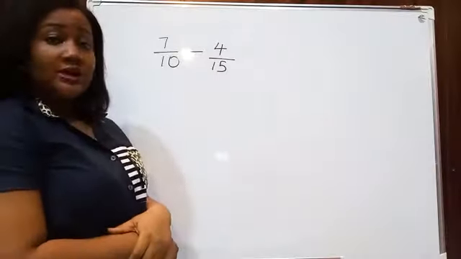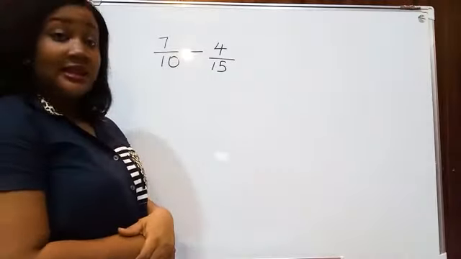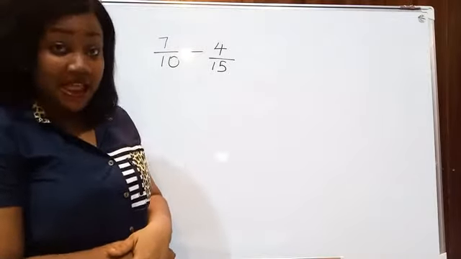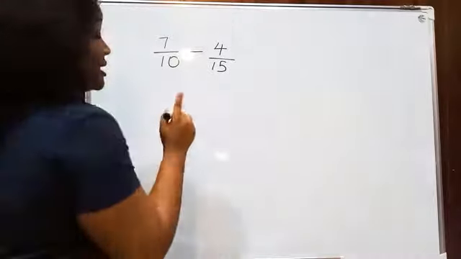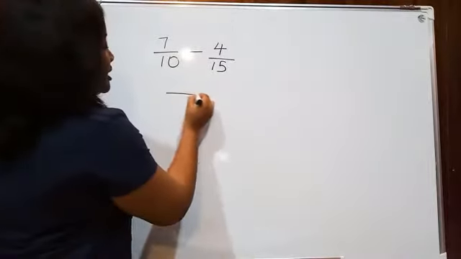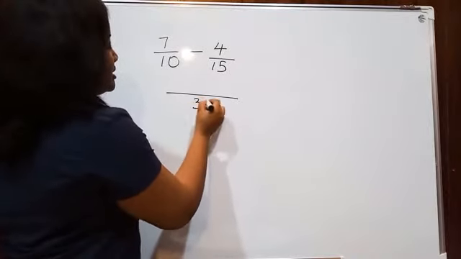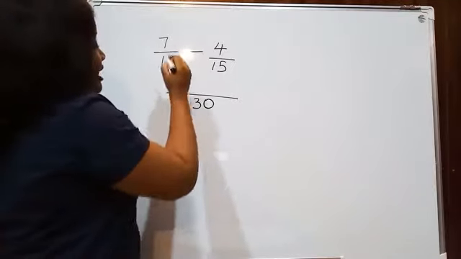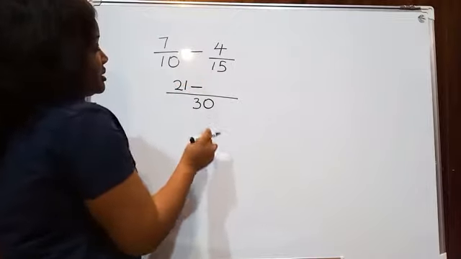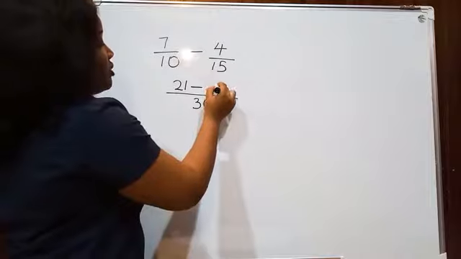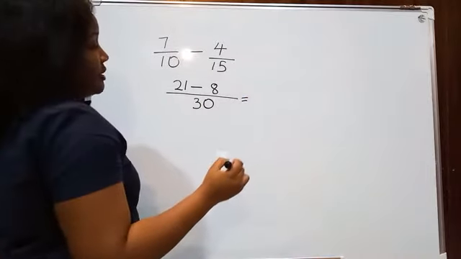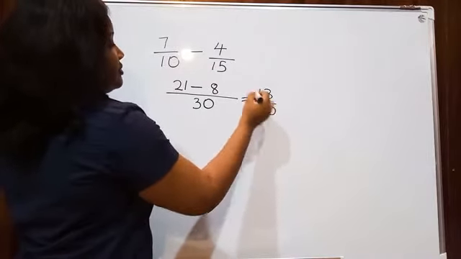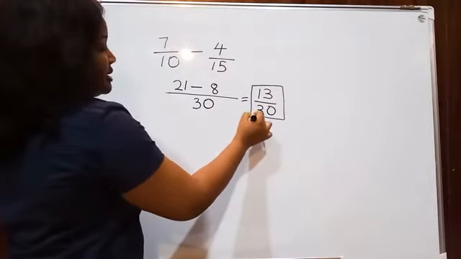So let's take a look at this question. The denominators as usual are not the same, and we try to find the LCM of 10 and 15. The LCM of 10 and 15 is 30. So, using that second and shorter method, we bring down 30. 30 divided by 10 gives us 3. 3 times 7 is 21, minus 30 divided by 15, which is 2. 2 times 4 is 8. We have 21 minus 8, which gives us 13 over 30. Now that is the answer.